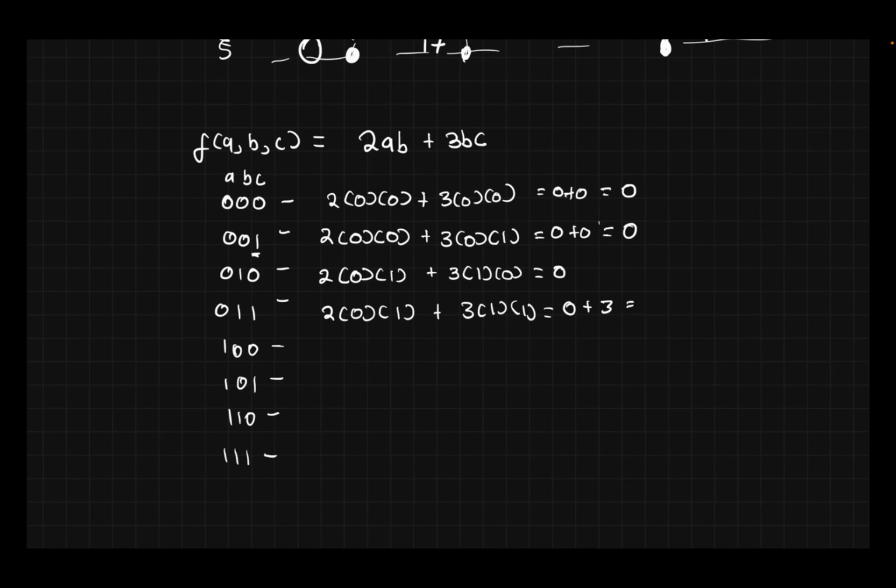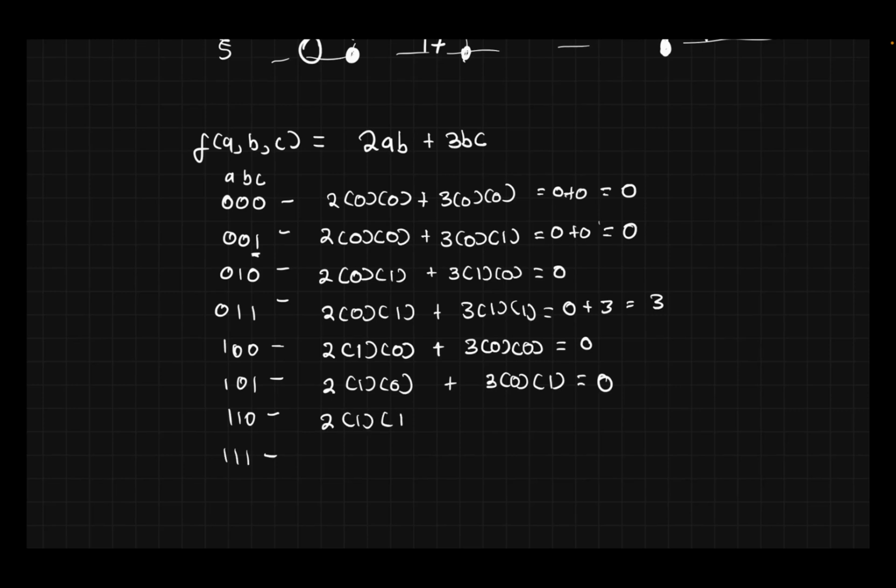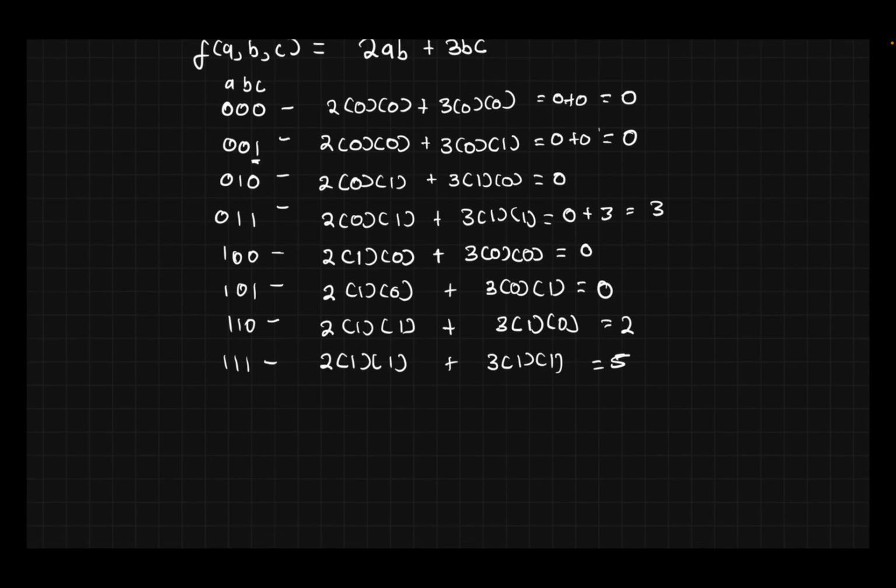So this is 0 plus 3. Then A is 1 here, then this is 0, plus 0, 0. Then this is A and C 1, still 0. Then this is A and B, so that's 1, 1, 1, 0. Then this is 1, 1, 1, 1. So now let me write it down.